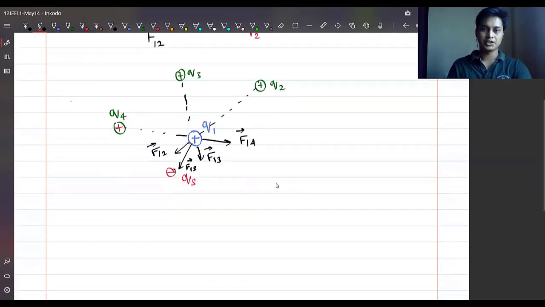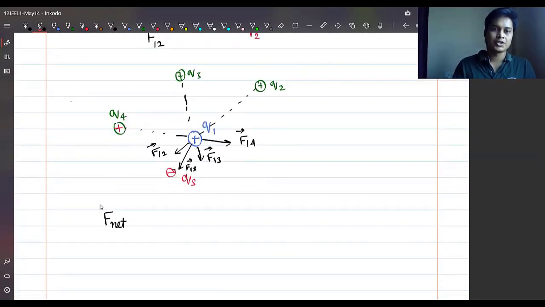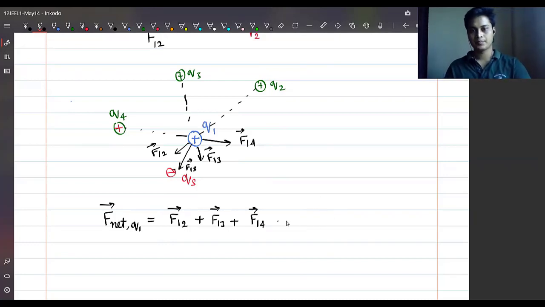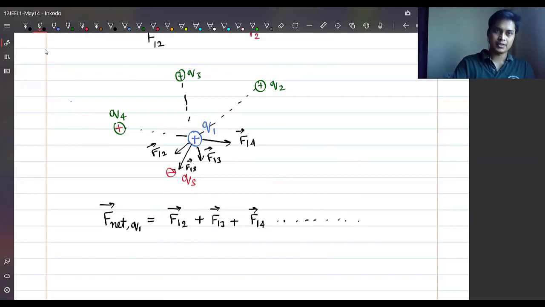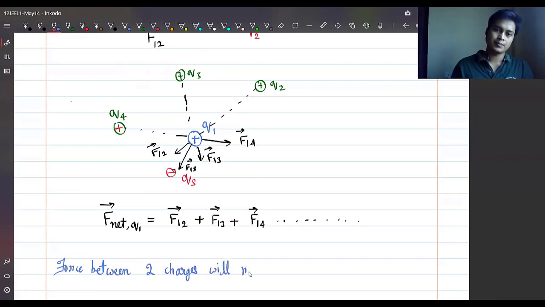So we can fairly assume the net force on charge Q1 is the vector sum of force on 1 due to 2 plus force on 1 due to 3 plus force on 1 due to 4. Likewise, we can extend up to all the forces. This is the principle of superposition. So force between two charges is not affected due to other charges. You can write this statement. Force between two charges will not be affected by other charges.